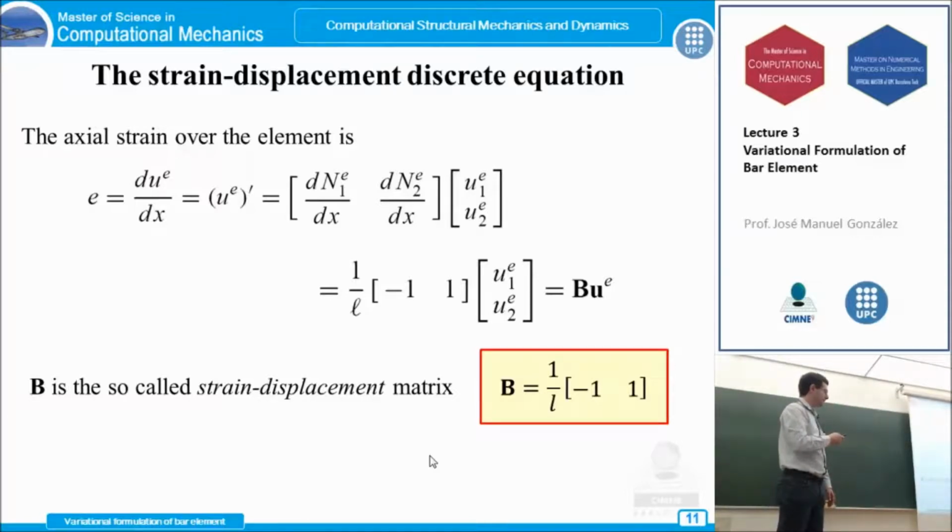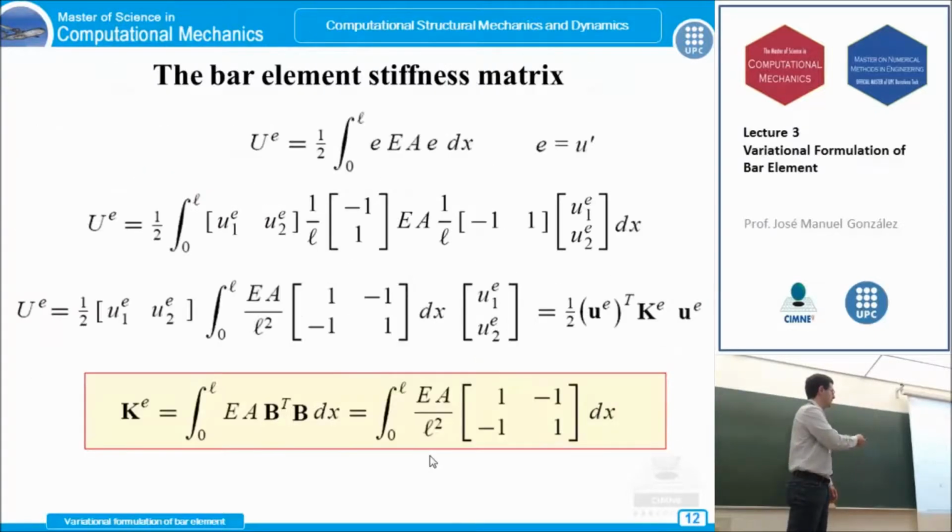So we have the displacement, we have the strain, and now we have the internal energy and the stiffness matrix. We said that the internal energy is calculated as 1/2 times the integral over the bar element of the strain times the axial rigidity times the strain, dx, taking into account that the strain is calculated as the first derivative of the displacement. So if we translate our continuum expression into a discrete expression, we get this kind of expression here.